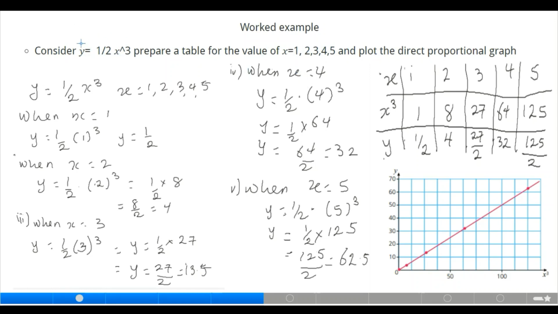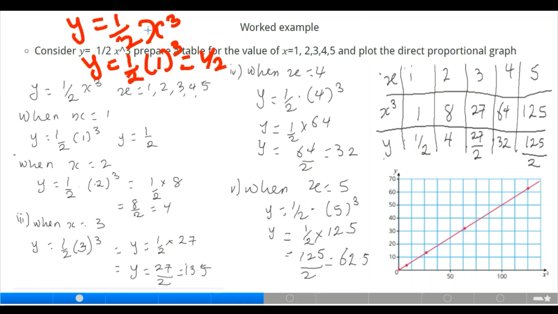So let's see what happens. y is 1 over 2, x raised to power 3. Now when x is 1, what is y? That is going to be 1 over 2 multiplied by 1 raised to power 3. 1 raised to power 3 will give us 1. Now 1 multiplied by half is half. So when x is 1, y is 1 over 2.